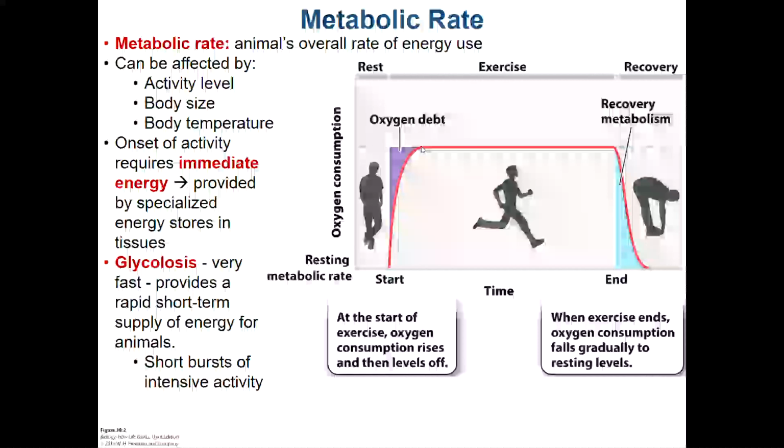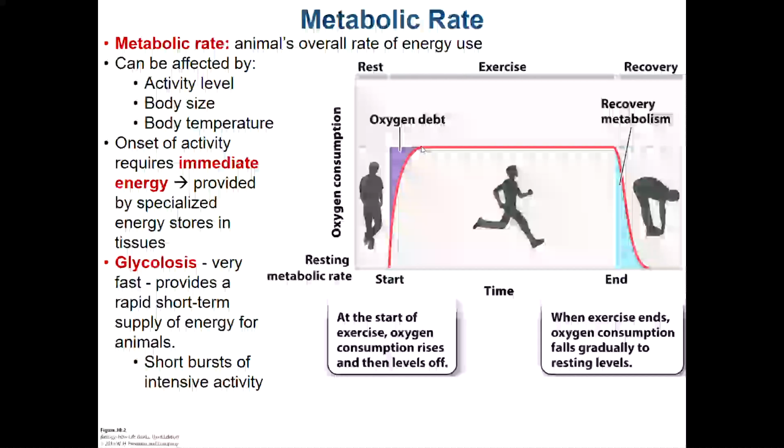We then can use glycolysis, which you learned about in Bio 150, as a very fast way to provide a rapid short-term supply of energy. So this gives us energy for short bursts of intense activity. Although glycolysis produces relatively few ATP molecules per molecule of glucose broken down, the trade-off is that this reaction is so fast, so it gives us rapid ATP. But we can only rely on this for short bursts of energy.